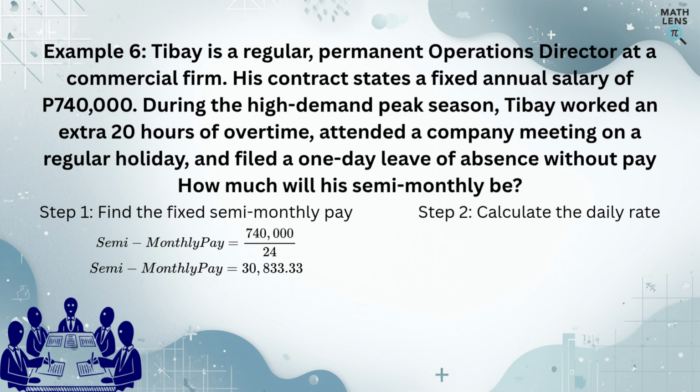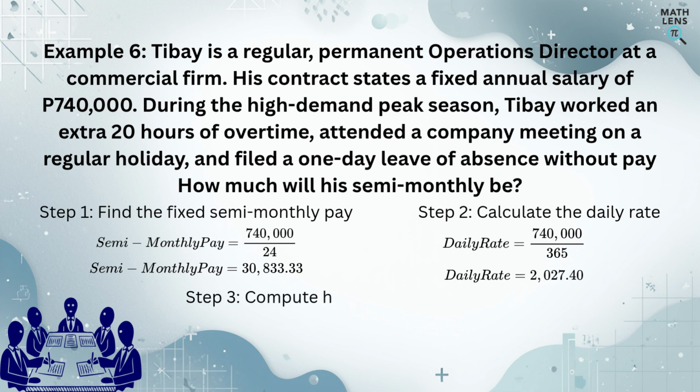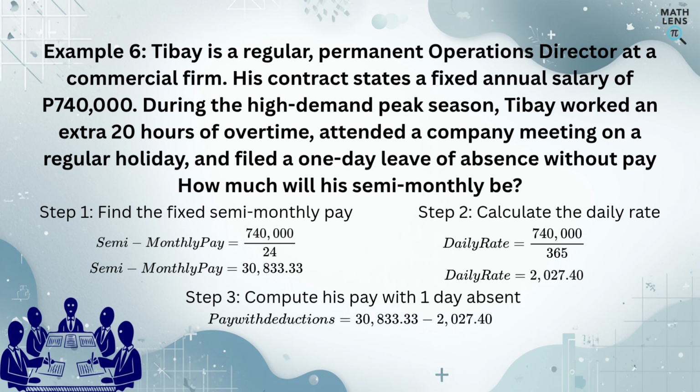Step 2. Next, we calculate the daily rate. To do this, divide the annual salary by 365 since he is a managerial, exempt employee. This step helps us understand Tabay's earnings on a daily basis. Step 3. Finally, let's compute his pay considering the 1 day of absence. Subtract the daily rate from the semi-monthly pay to account for the unpaid leave. So he will be receiving 28,805.94 pesos.